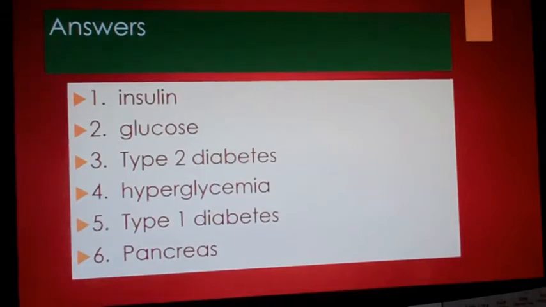Answers. Number 1 is insulin. Number 2 is glucose. Number 3 is type 2 diabetes. Number 4 is hyperglycemia. Number 5 is type 1 diabetes. Number 6 is pancreas.